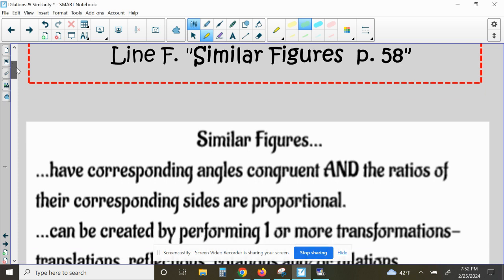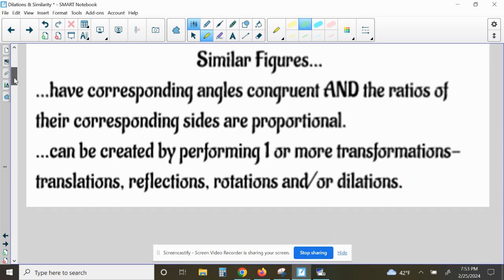Okay, we have some similar figures, so we're going to be solving for some side lengths in this next foldable. So we have similar figures added to our table of contents onto line F, and it's going to be going on to page 58. So on the little flap is a little note.